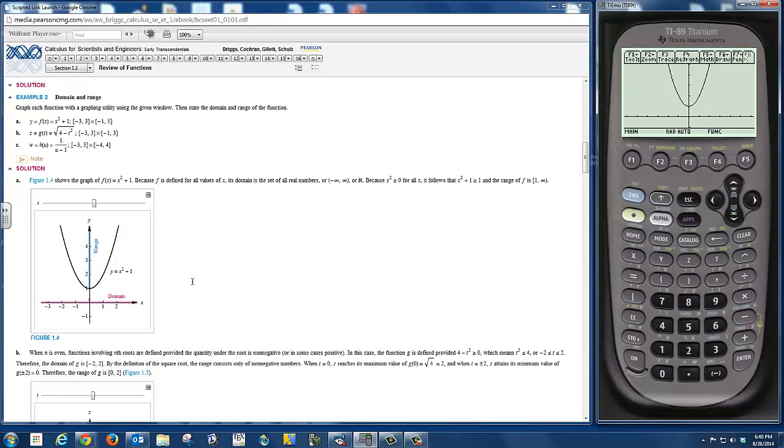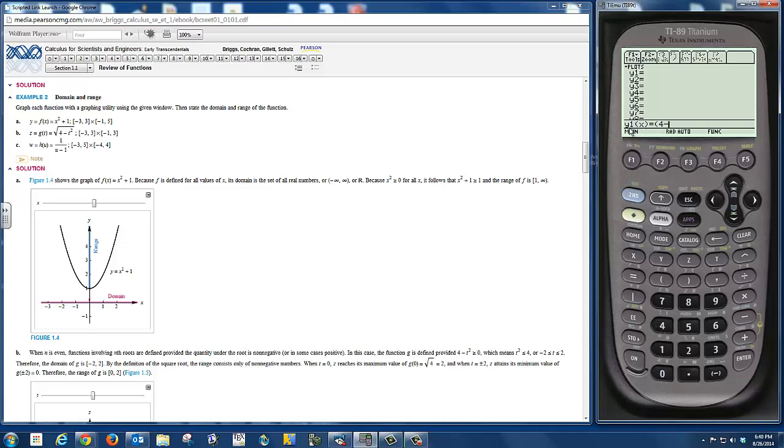Okay, let's try the second one. So we want to graph the square root of the quantity 4 minus t squared. Okay, well let's enter our function. So I don't want to graph more than one function at a time, so I'll clear the old function. Now recall from algebra that the square root is actually the same as the 1/2 power, so let's use that knowledge. So y1 is 4 minus.